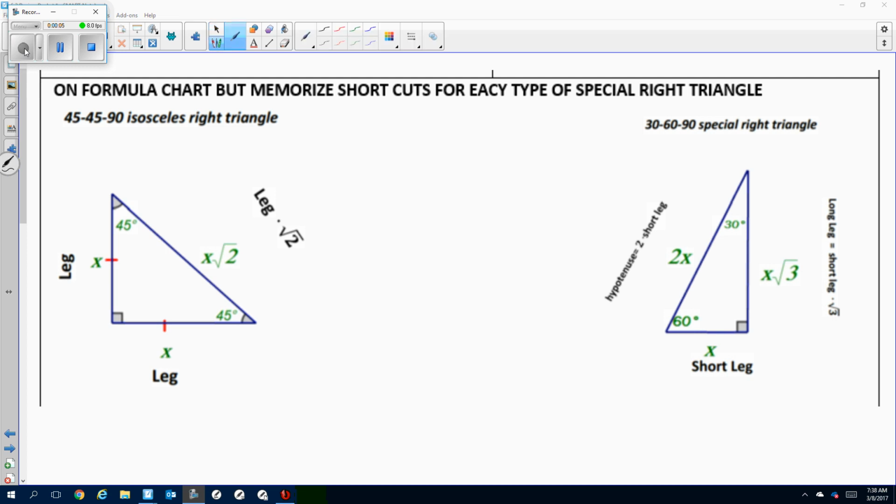On this next section, we're going to start with special rights. Now, this information is on the formula chart, but you do need to maybe memorize some shortcuts for each type of special right. So on the formula chart, what you are given basically is the triangle, the angle, x, x, x square root of 2. So you need to memorize or understand that your x's are your legs, and your hypotenuse is your leg times the square root of 2.